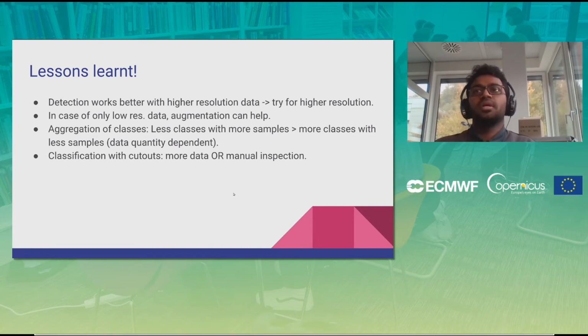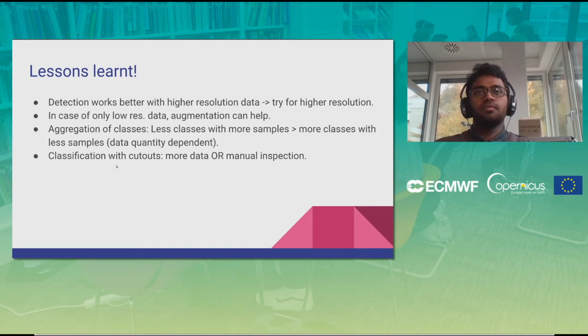We actually tried combining these, like adding noise with flipping, and that can lead to 4-fold, 8-fold more data, and we tried experiments with those. Then another important point is the aggregation of classes. It's always better to have fewer classes with more samples rather than more classes with fewer samples. This again depends on the quantity of data, but it worked for our use case.